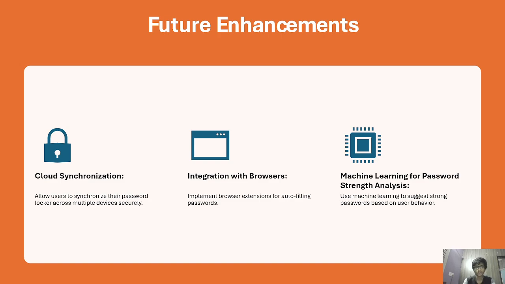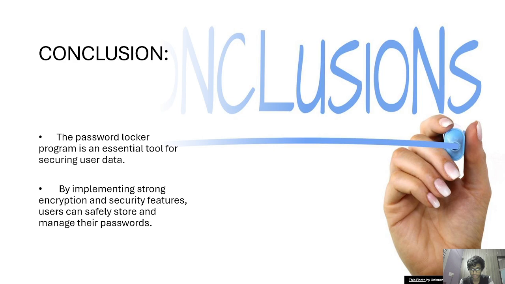Now let us talk about the future enhancements of the password locker program. First we have cloud synchronization. It allows users to synchronize their password lockers across multiple devices securely. Then we have integration with browsers. It allows us to implement browser extensions for autofilling passwords. Then we have machine learning for password strength analysis. It allows us to use machine learning to suggest strong passwords based on user behavior.